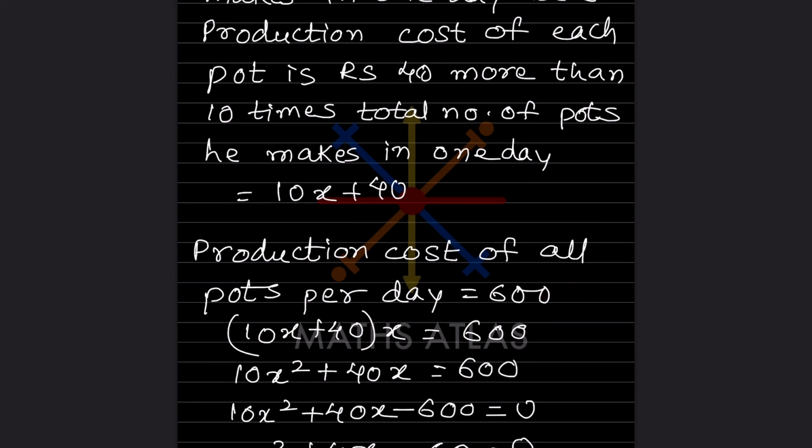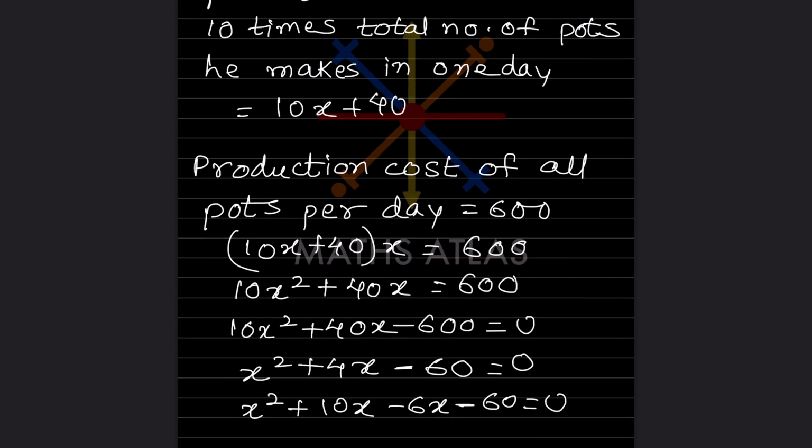So now what will you do? 10x plus 40 into x, that is 600. So here, when you solve this one, this is going to be 10x square plus 40x is 600. So now you will take this 600 on this side, that will be minus here. Now because this is a common multiple, you can simplify it. You are going to divide it by 10. So what will you get here? x square, here you will get 4x, here we will get minus 60.